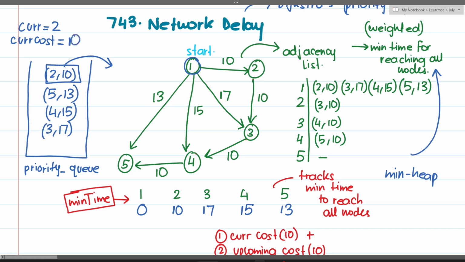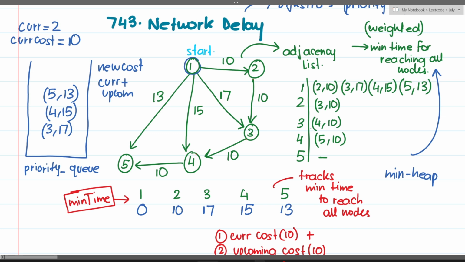Yeah, makes sense. I remove it from the priority queue, and then I see where I can go from 2. So from 2 I can only go to 3 using a cost of 10, right? So the new cost is going to be the same formula: the new cost is made up of two things, the current cost plus the upcoming cost. The current cost is 10, the upcoming cost is 10.